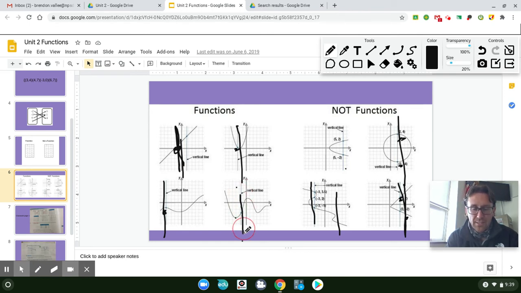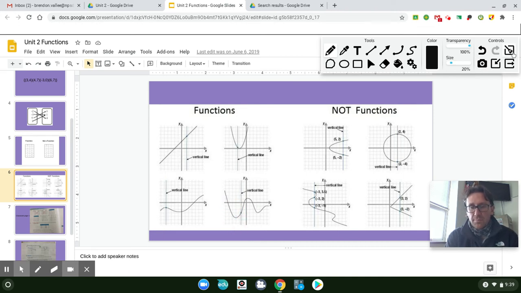These are functions, again, because if I cross through that line, it only crosses through one time. Vertical lines only. So you got to make a straight line up and down. Vertical lines. You might want to pause this and look at it again quickly.